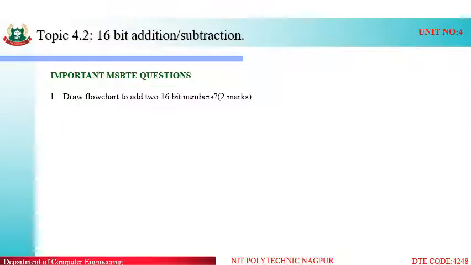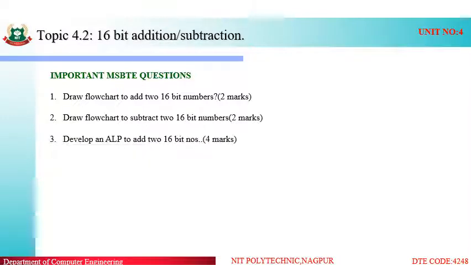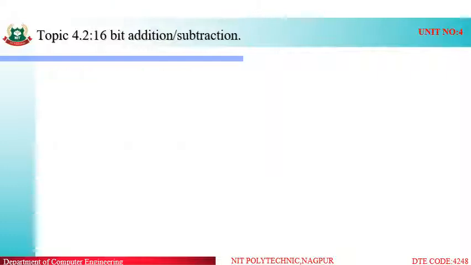So the important MSBTE questions are to draw the flowchart to add two 8-bit numbers. Flowchart is also asked in the MSBTE exam for 2 marks. Draw the flowchart to subtract two 16-bit numbers. Assembly language program to add two 16-bit numbers, and assembly language program to subtract two 16-bit numbers. Almost all these questions are asked in the MSBTE question paper.